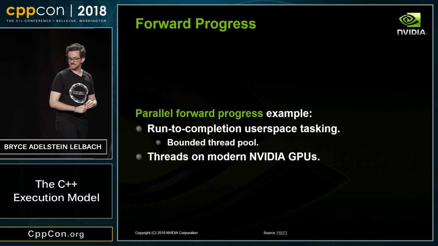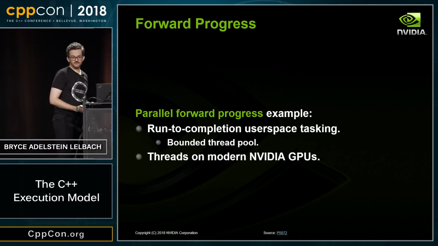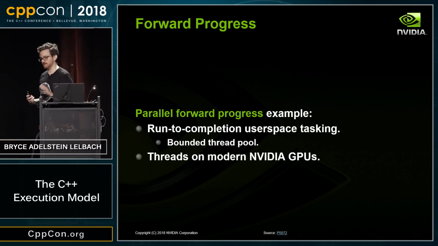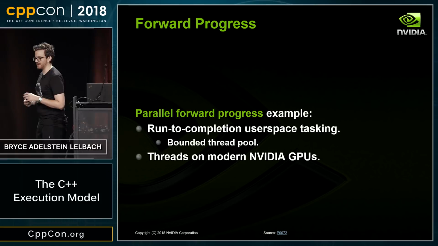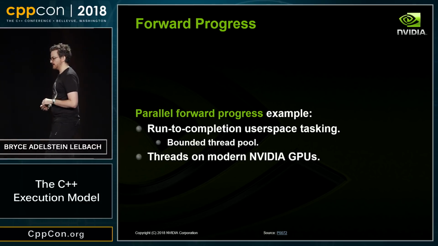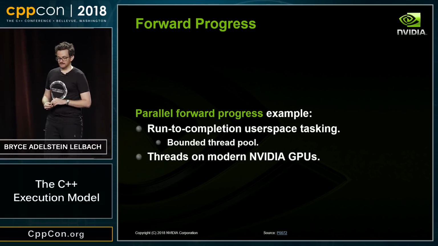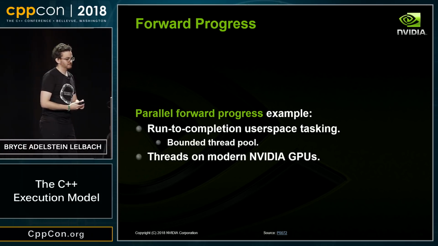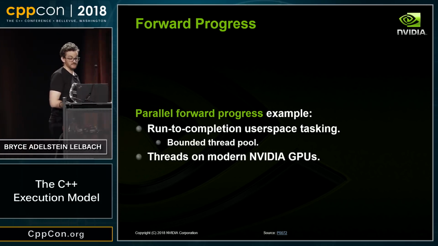Or something like a bounded thread pool, where you've got a fixed number of threads, and it will execute functions, run those functions to completion, but it won't add new threads if needed to make forward progress. And threads on modern NVIDIA GPUs, so Volta and later, will give you parallel forward progress guarantees.